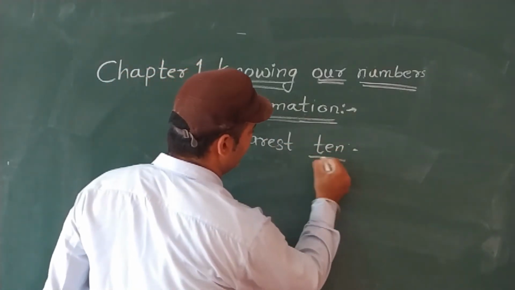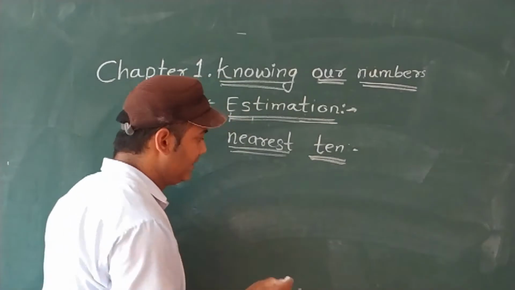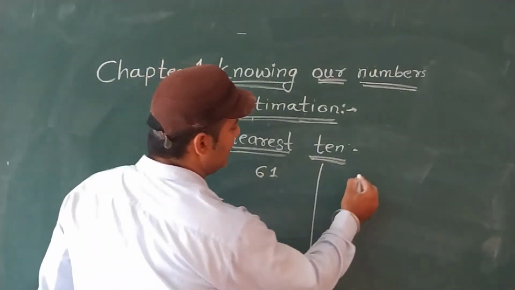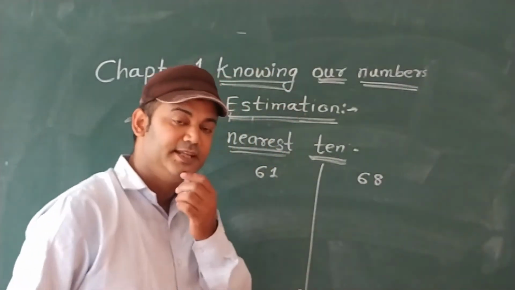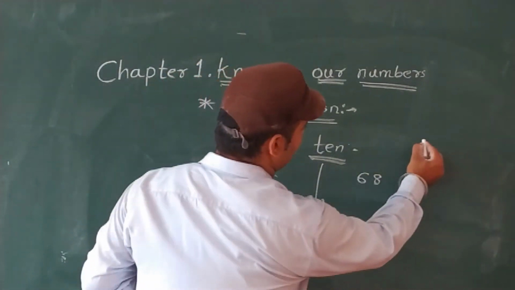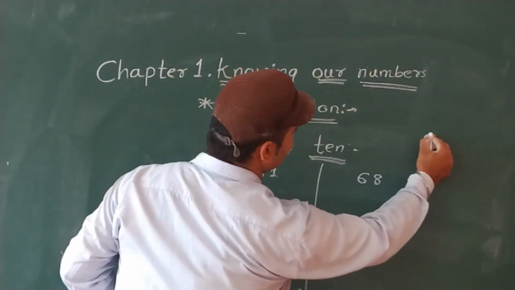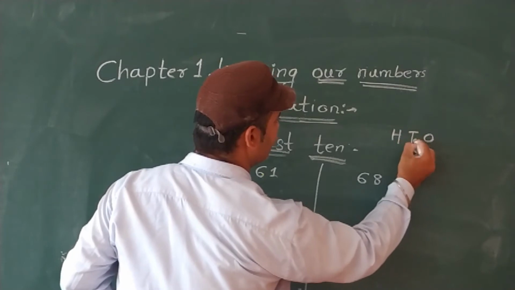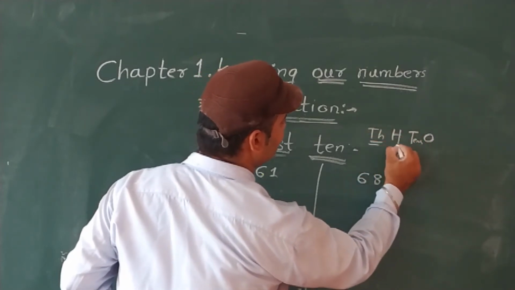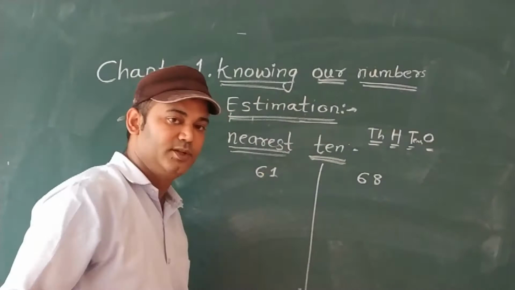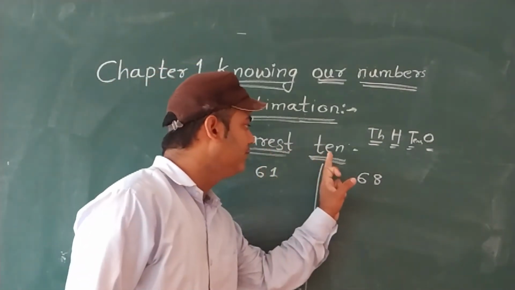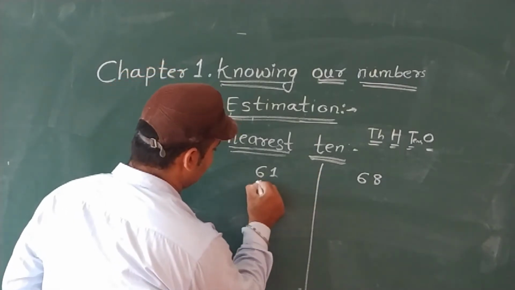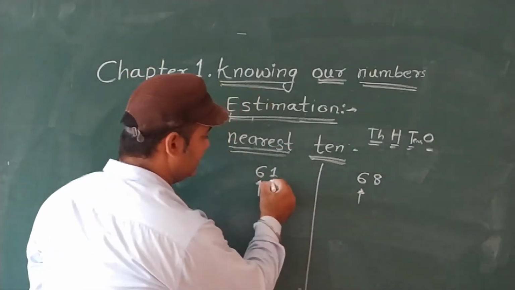Nearest 10. Now I want to mention two examples, 61 and 68. Ones, tens, hundreds, and this is thousands, hundreds, tens, ones. Okay, and you have to round to tens. Which is the tens place? 6. Here is 6.